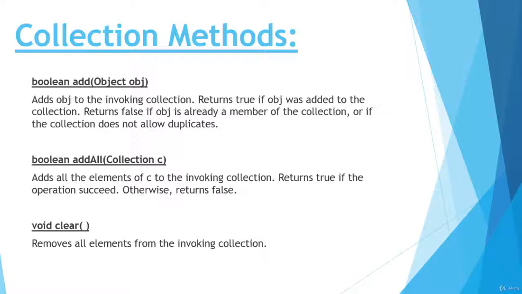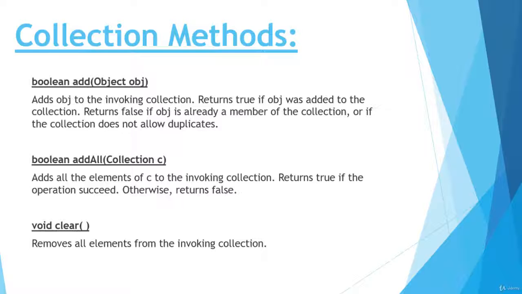After that, we have the method addAll. This is also a Boolean type method, and that takes a collection. You can read the description. This method adds all the elements of c, which is basically the collection, to the invoking collection. Now, for example, we have an already created collection and we want to add all its elements to our new collection. So we call the addAll method to add all of that collection into the new collection. It returns true if the operation succeeds, otherwise it simply returns false.